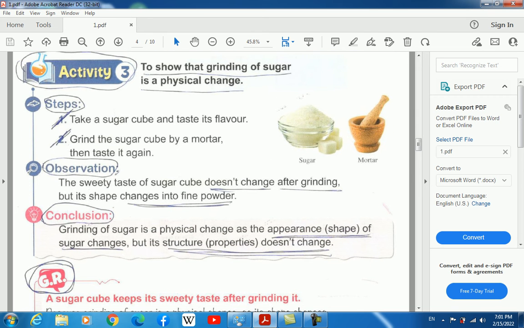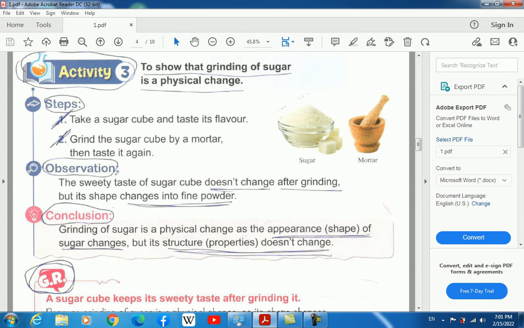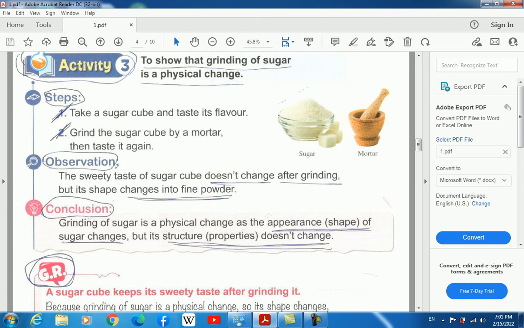Now Activity 3, and this activity shows that grinding of sugar is a physical change. And the steps are just two steps this time. One, take a sugar cube and taste its flavor. We just taste it, and of course it's going to be tasty with sugar. Then grind the sugar cube with a mortar, and the shape of the mortar is here in the picture. Then taste it again. What will happen?